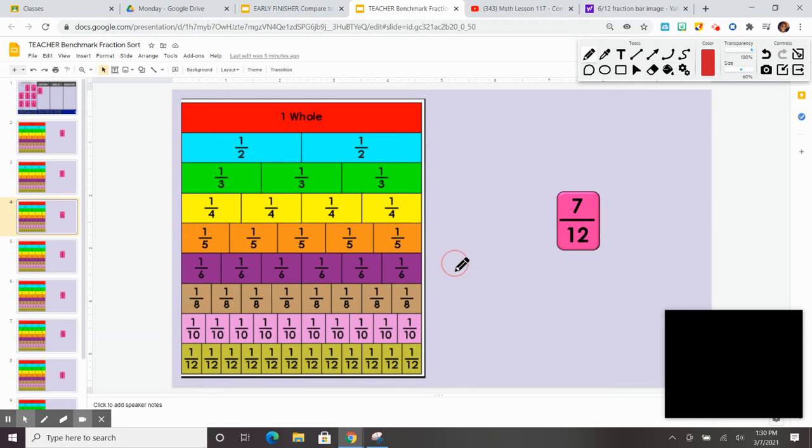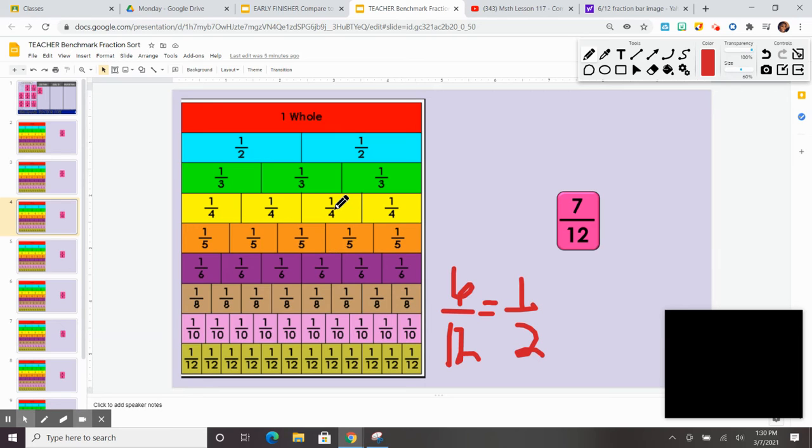All right. 6/12 is equivalent to 1/2. Well, you have 7/12. Is 7 greater than or less than 6? All right, 7 is greater than 6. So you know that if you have 7/12, it's going to be greater than 1/2.